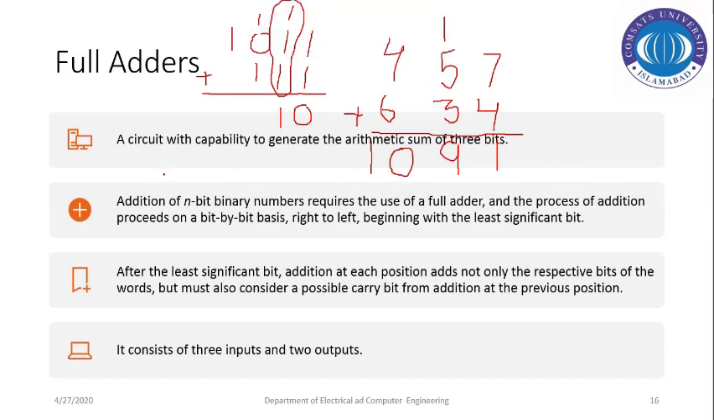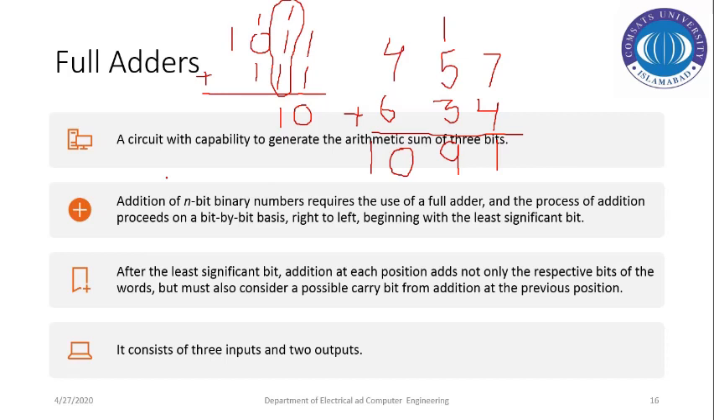So a full adder circuit is a circuit that has the capability to generate the arithmetic sum of 3 bits. In order to add n-bit binary numbers, we require the use of full adder circuits, and the addition should be done on a bit by bit basis, starting from the least significant side till the most significant side. First, the least significant bits are added and the sum and carry are produced, and if a carry is produced, it is shifted to the next higher place, and then that carry is added with the binary bits in order to produce the sum and carry result at that particular place.